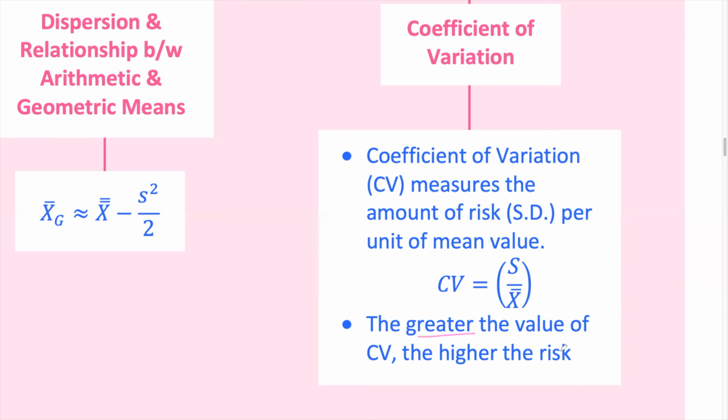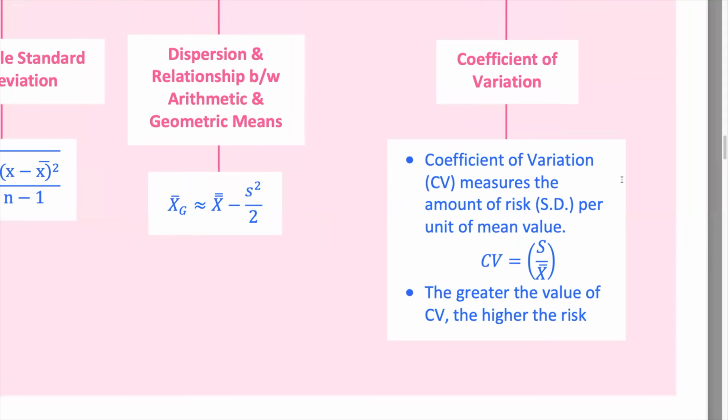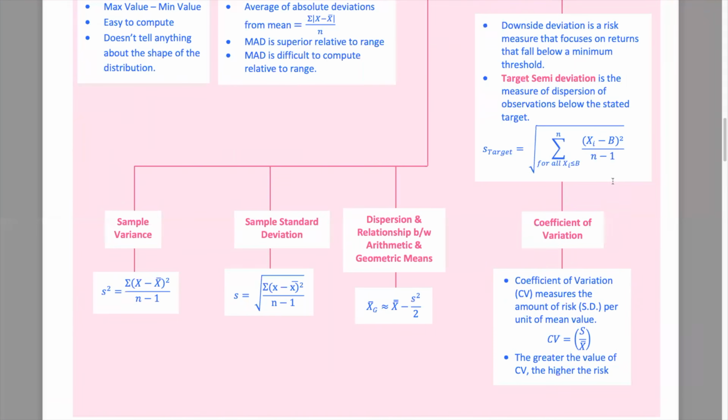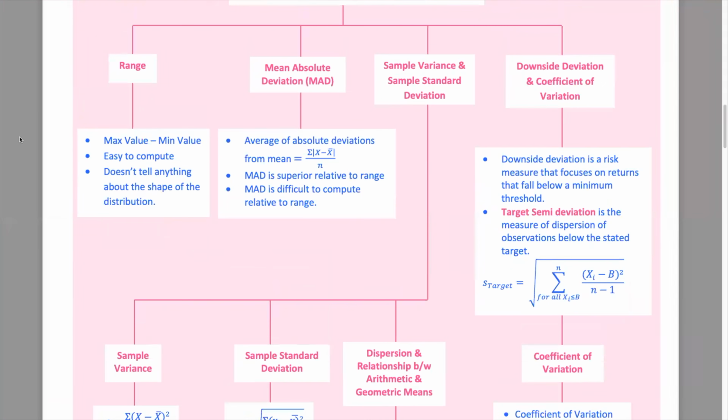A higher CV indicates greater relative dispersion around the mean. In investment terms, a higher CV means more risk per unit of return. Comparing CVs across different assets can help you understand which investment has more relative risk. To summarize, downside deviation helps you focus on the potential for losses, while the coefficient of variation gives you a standardized measure of risk relative to the mean.